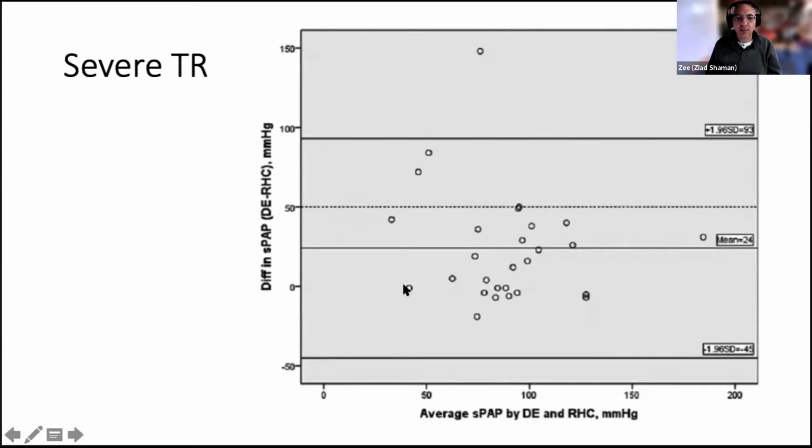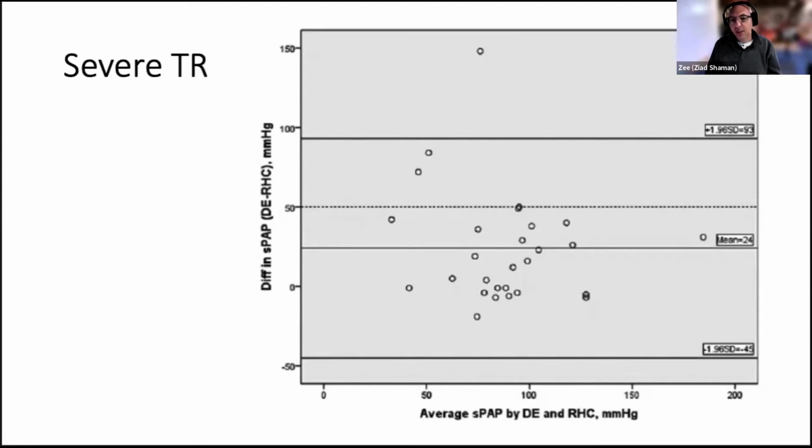If you start with someone with a PA pressure of 50, you might be overestimating them here. And if you go with someone who has a PA pressure that high, you're not going to be overestimating them, but it's going to be odd to find someone with a PA pressure of more than 100. But these are folks who have severe TR.